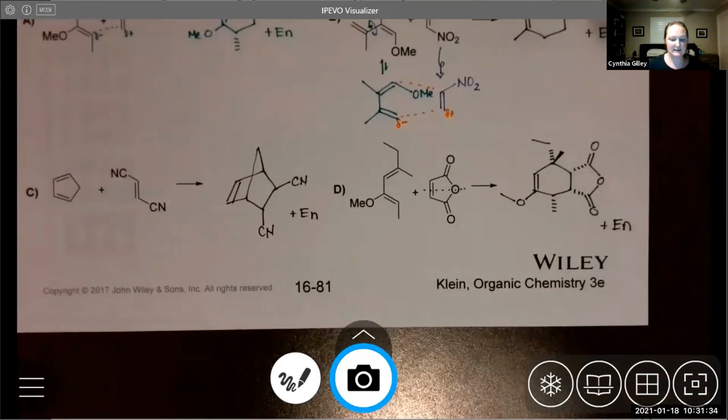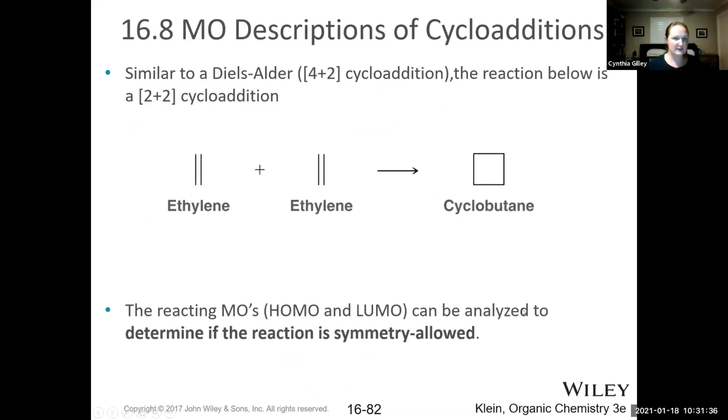Going back to the slides, we are going to move on to the final section of our chapter, which is 16.8, and talking about a new cycloaddition reaction. In addition, molecular orbital descriptions are important to understand the reaction. So we're going to be considering what's called a 2+2 cycloaddition. It's not a named reaction because it's not as important as the Diels-Alder reaction.